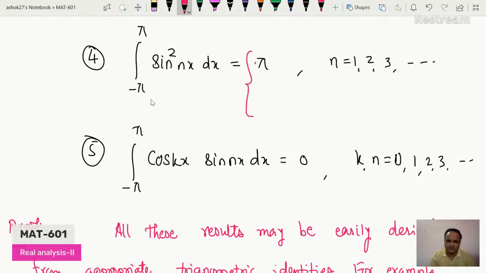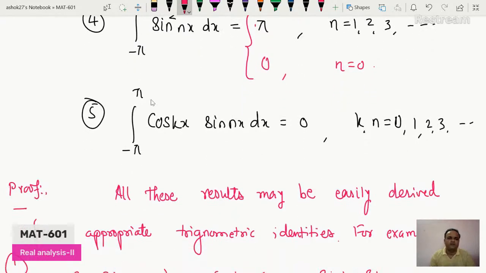Or you can still modify this result. So you can write that the value of this integration is equal to pi if n varies from 1 to plus infinity, and that is equal to 0 if n equals 0. If n equals 0, then it will be sine 0, that is 0, everything is 0, so it will be 0. It is not necessary, so that's why I have not written it.